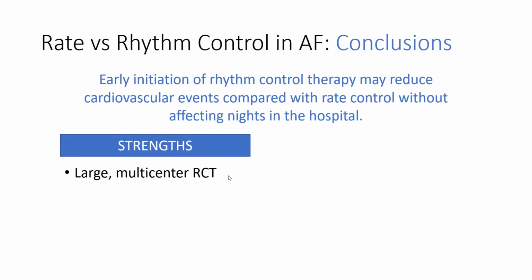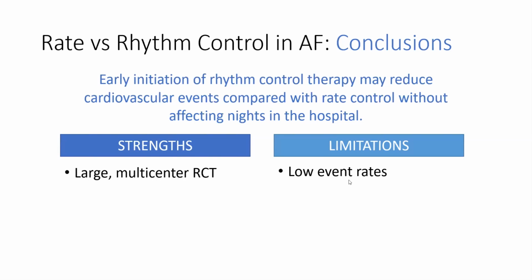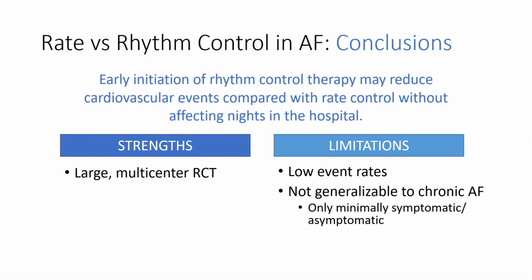This is a large, multi-center randomized control trial, but they did have some limitations. Overall, there were relatively low event rates, lower than what they had expected. It would not be generalizable to chronic AFib. Interestingly, they included several patients who were asymptomatic or minimally symptomatic. So you can make the argument that this is the patient population that we're most likely right now to treat with rate control. So it's helpful to understand that rhythm control may actually improve their outcomes. And a non-significant percentage of patients were lost to follow-up.